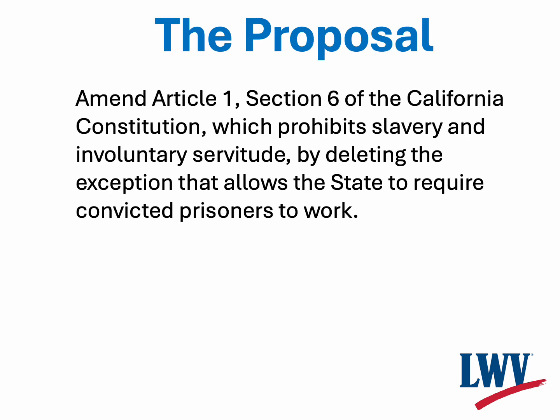This slide simply reflects the specific provision of the California Constitution which is involved in this proposition. It's Article 1, Section 6, which is similar to the 13th Amendment, and it prohibits slavery and involuntary servitude, but it does allow the state to require convicted prisoners to work. The proposal would eliminate that exception and not allow the state to require prisoners to work.